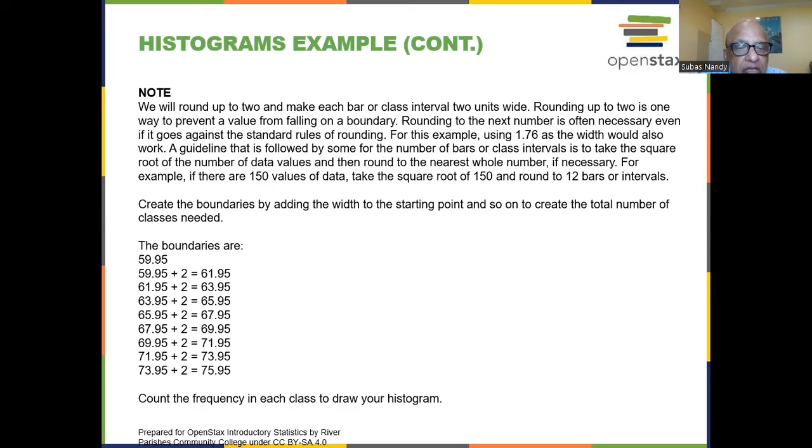intervals. Create the boundaries by adding the width to the starting point, and so on, to create the total number of classes needed. So 59.95 plus 2. So the class width is now 2.